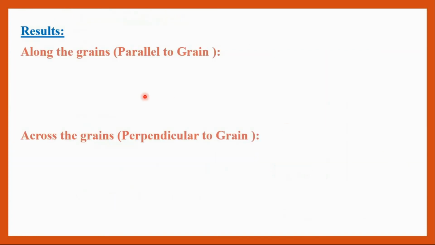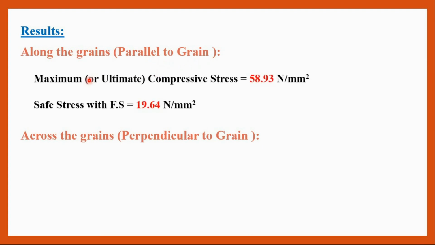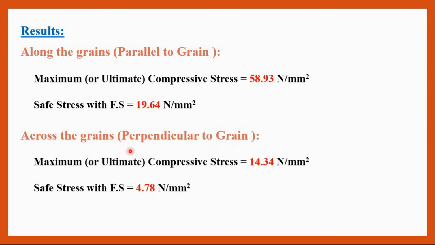So, the overall results: the first case is along the grains, which is parallel to the grain. We got the maximum or ultimate compressive stress as 58.93 Newton per mm square, and with the factor of safety, the safe stress is equal to 19.64 Newton per mm square. The second case is across the grains, or you can call it perpendicular to the grains. The results I got: the maximum or ultimate compressive stress is 14.34 Newton per mm square, and with the factor of safety 3, the safe stress is 4.78 Newton per mm square.